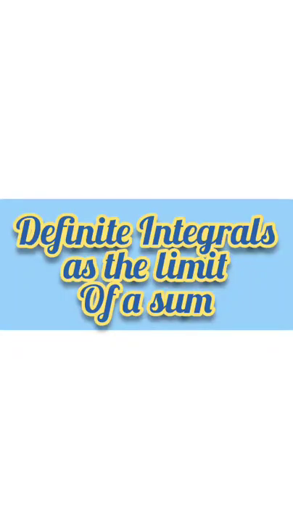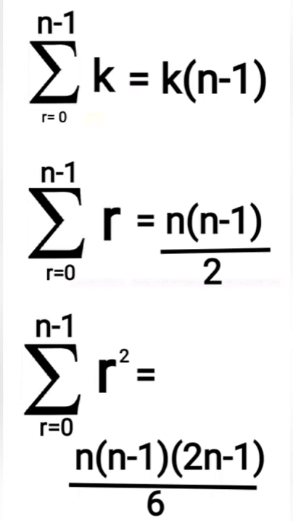Today we will do some questions on definite integrals as the limit of a sum. But let us first go through these results. Summation r running from 0 to n minus 1 of k is equal to k times n. Summation r running from 0 to n minus 1 of r is equal to n into n minus 1 divided by 2. Summation r running from 0 to n minus 1 of r square is equal to n into n minus 1 into 2n minus 1 divided by 6.